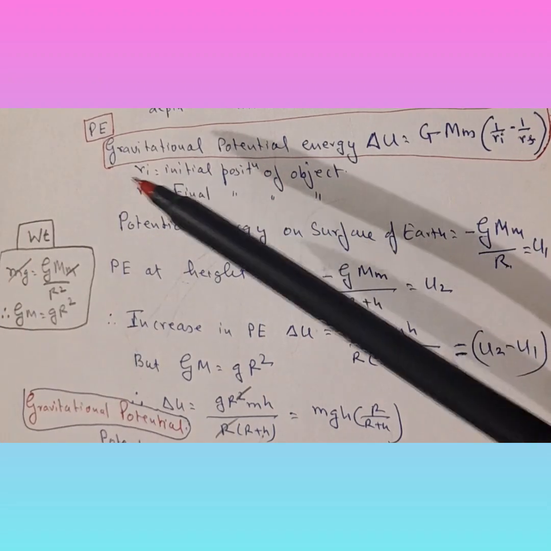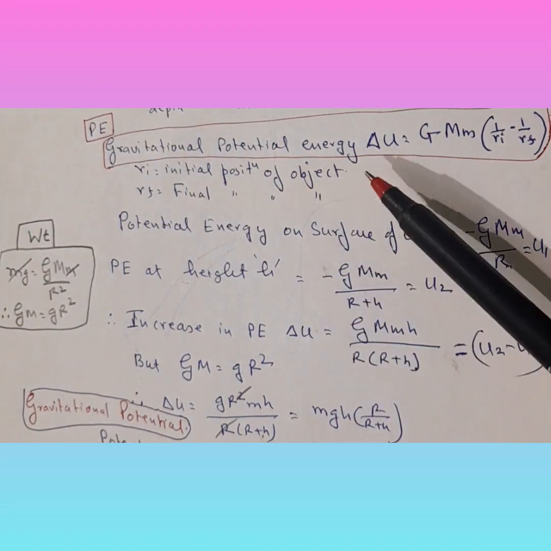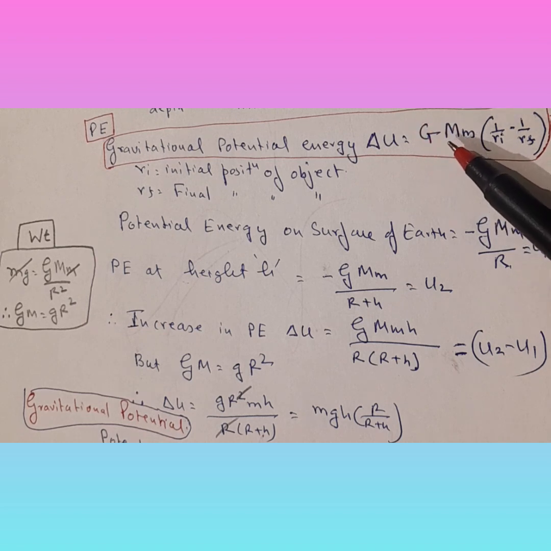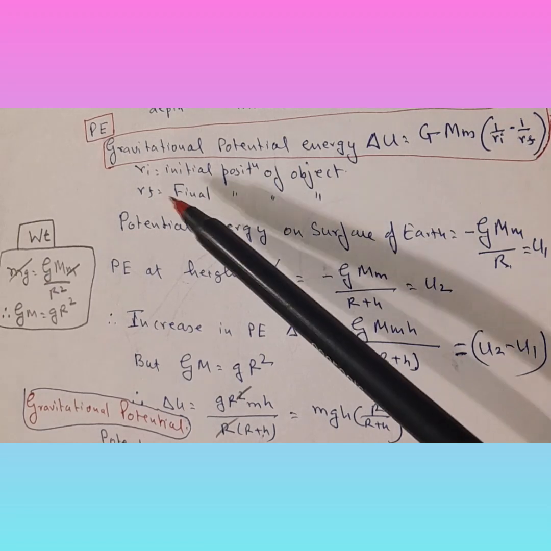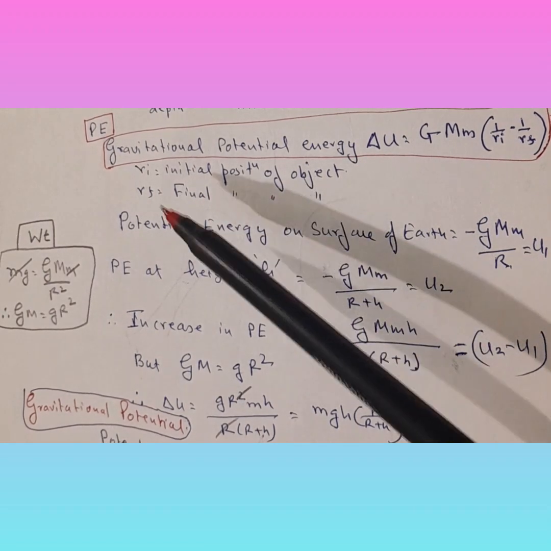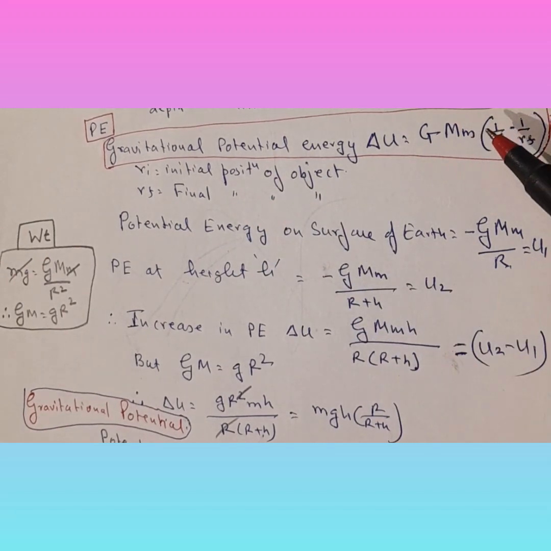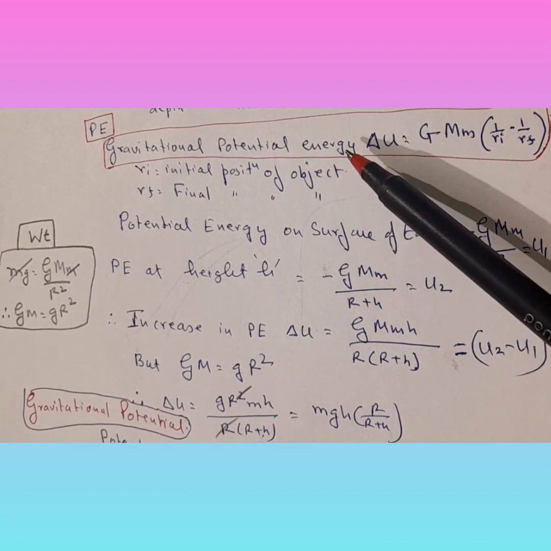Let's now try and understand potential energy. Gravitational potential energy, delta U. Here G is the gravitational constant, M is the mass of Earth, small m is any other mass, could be a satellite, Ri is the initial distance where the mass or the satellite is, and Rf is the final distance. So Ri is the initial position of the object and Rf is the final position of the object. So this is the formula. We substitute in this formula and we can get the gravitational potential energy.